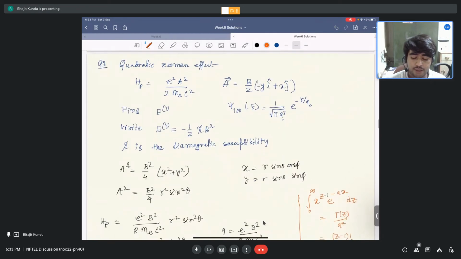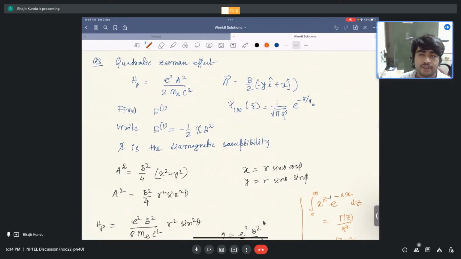This is about the quadratic Zeeman effect. Normally you will see that this kind of Hamiltonian, these kinds of terms are there, but they are very small. These are called diamagnetic terms, which are of order A square. They are very small, and normally we neglect this term when doing any calculation in the hydrogen atom's Hamiltonian.